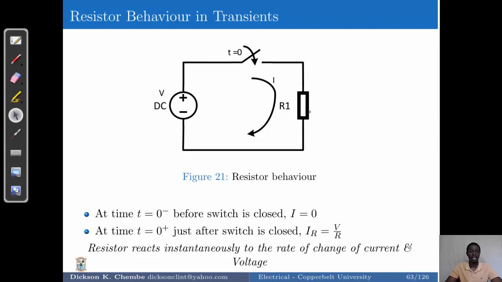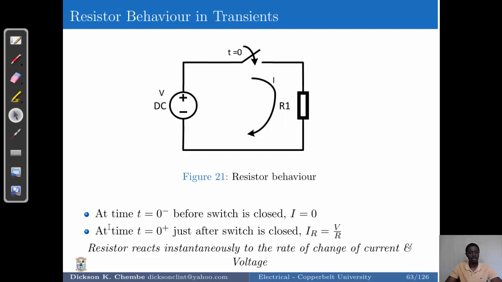A resistor is one element that reacts instantaneously to the rate of change of current and voltage, implying that before the switch is closed, we have zero current flowing in the circuit. We know that current cannot flow in an open circuit. Therefore, once we close this switch, current will flow, and instantly the resistor is going to have a voltage drop across it, when initially that drop was zero.